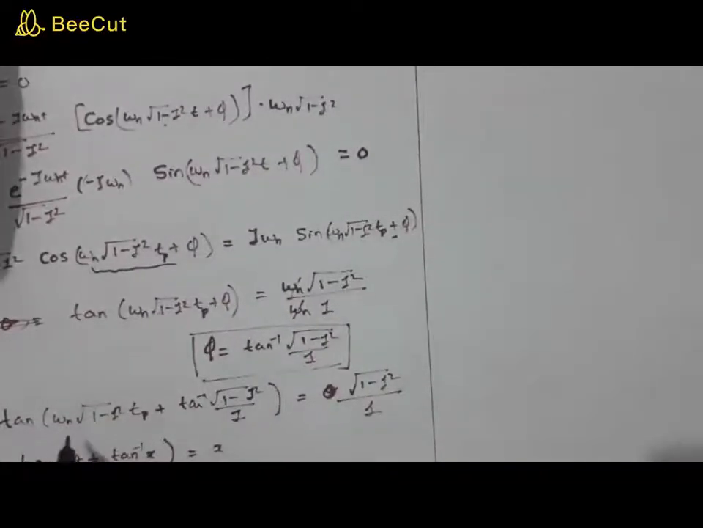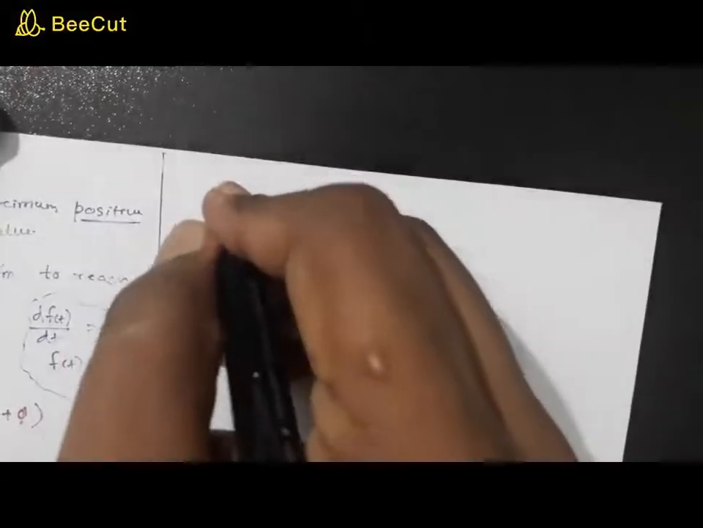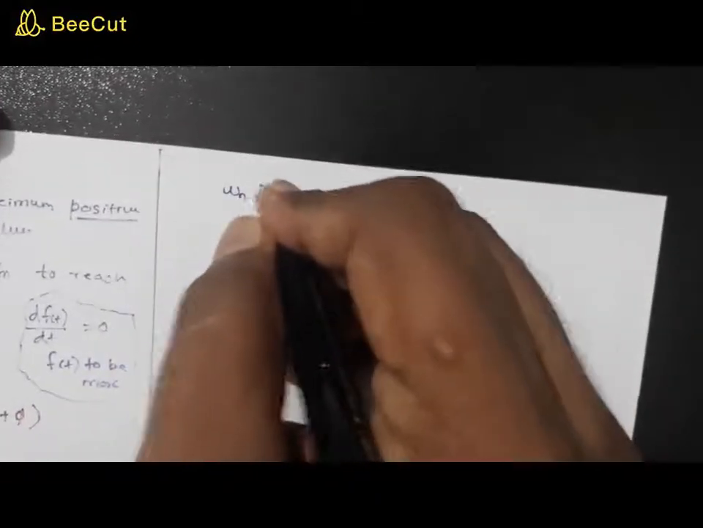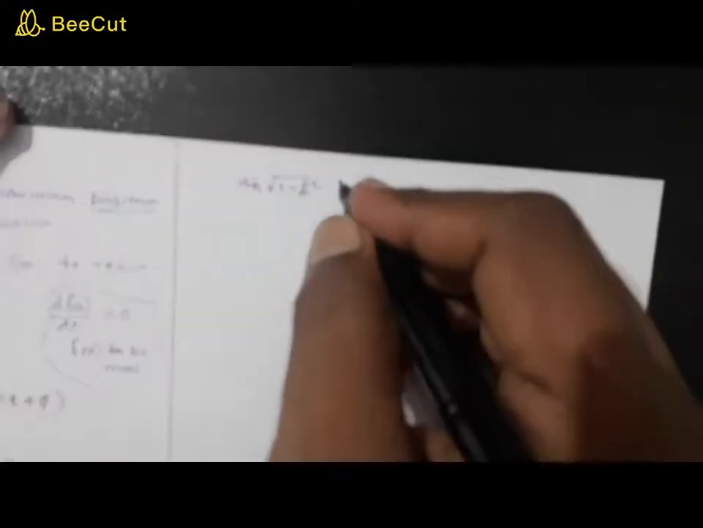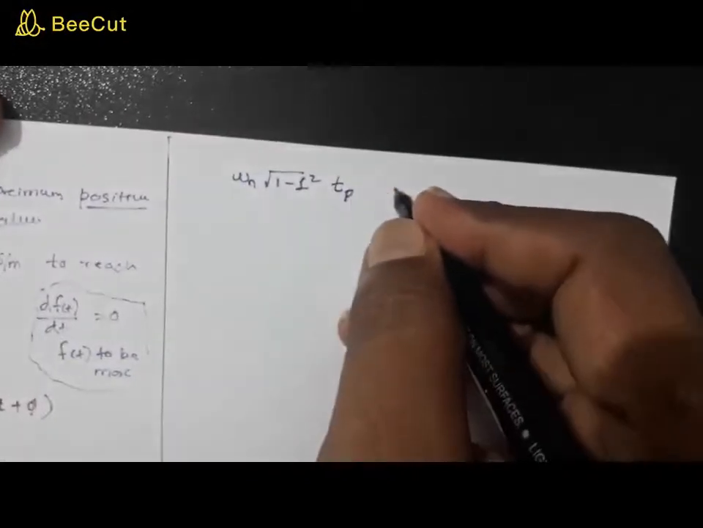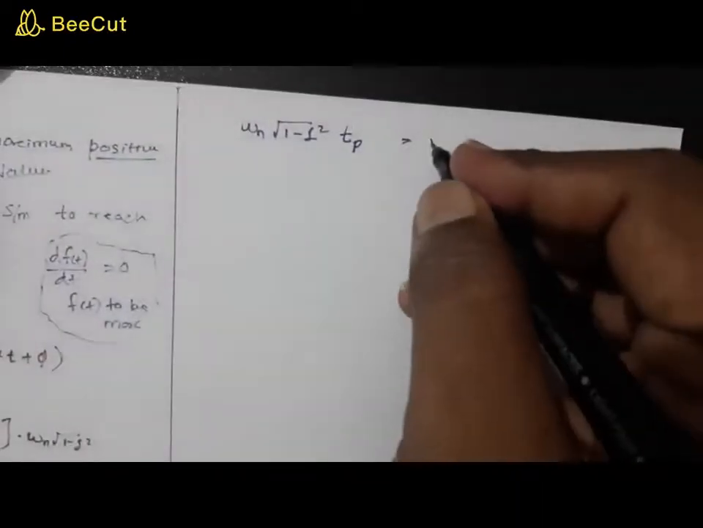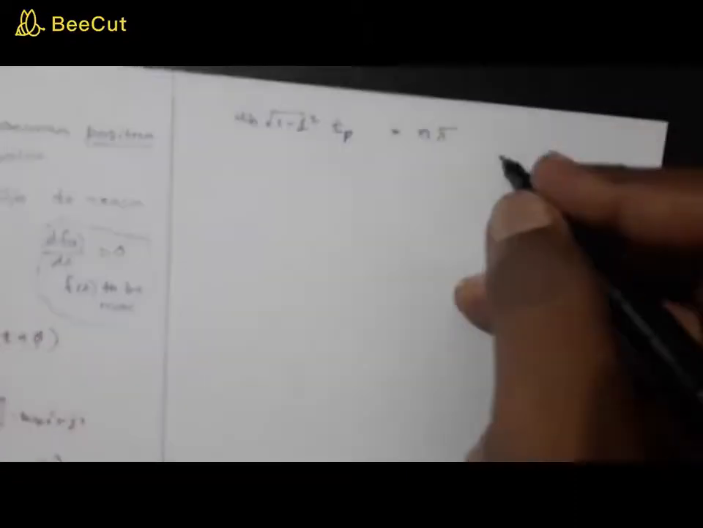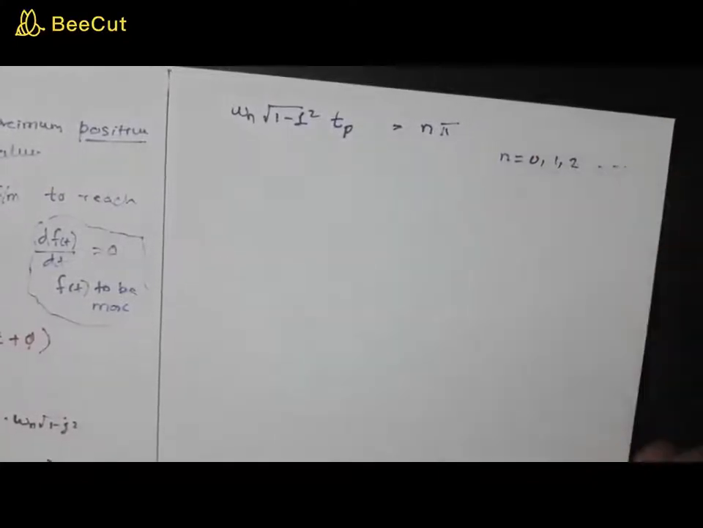Now using that, you can say that omega n into root of 1 minus zeta squared into t_p is equal to n pi, where n can be 0, 1, 2, etc.